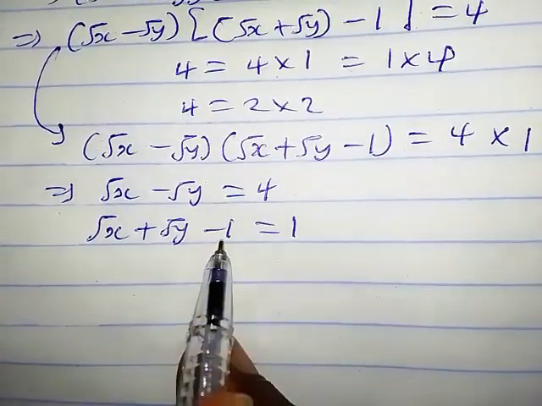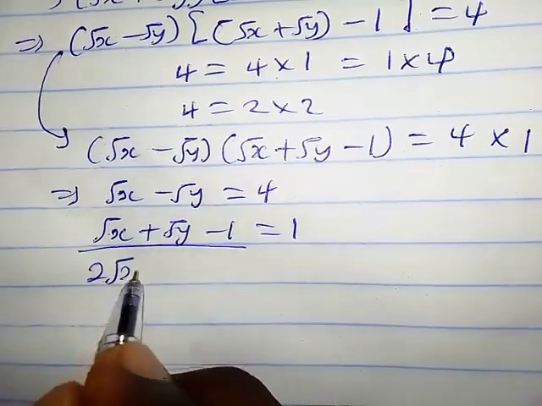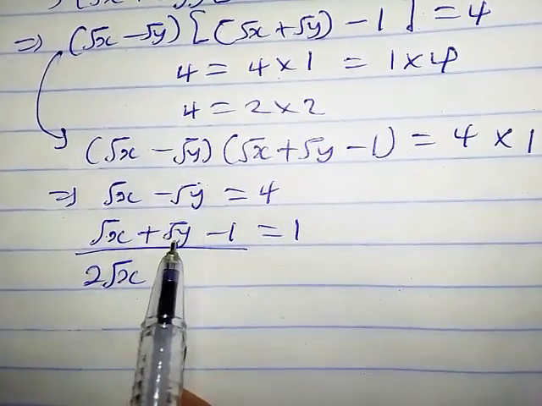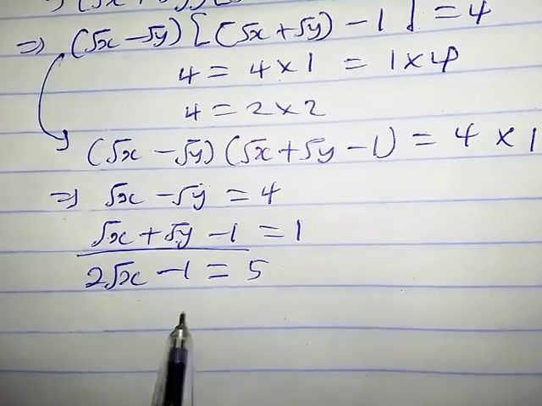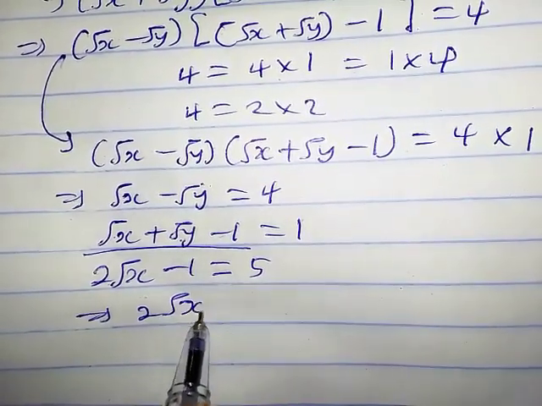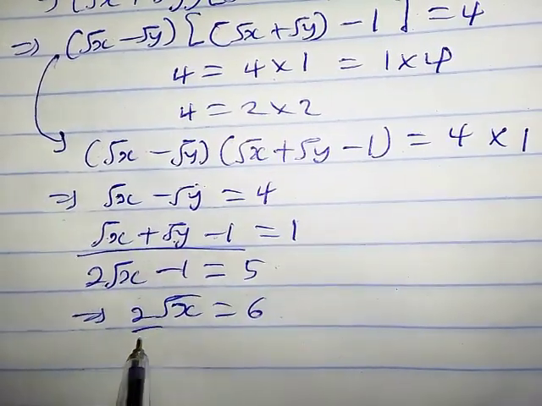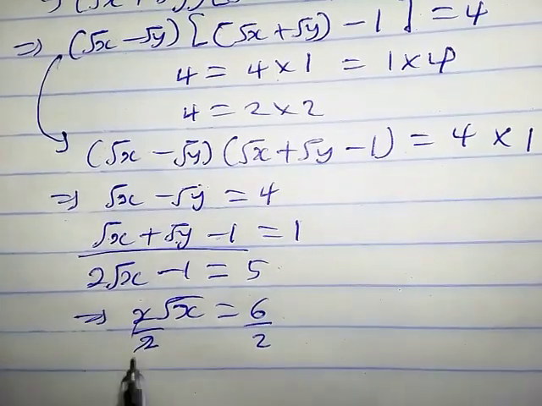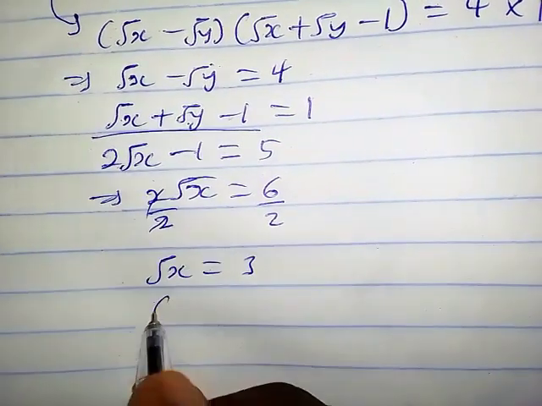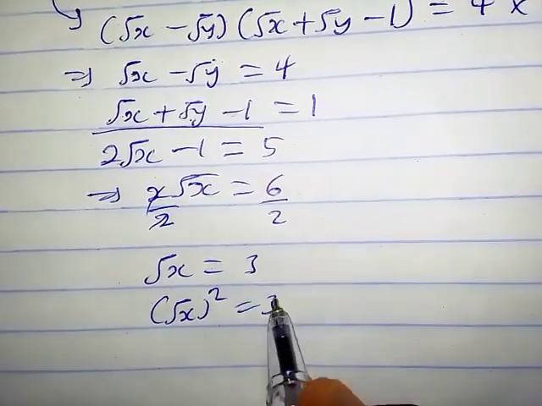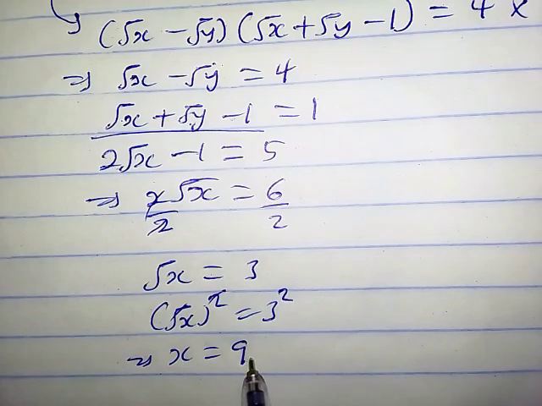Let us add these two equations. We have square root of x plus square root of x, that is 2 square root of x, and minus square root of y plus square root of y gives 0. We are left with minus 1 equals 4 plus 1, that is 5. So 2 times square root of x equals 5 plus 1, which is 6. Dividing both sides by 2, square root of x equals 3. Squaring both sides, square root of x all squared equals 3 squared, so x equals 9. This is the value of x.